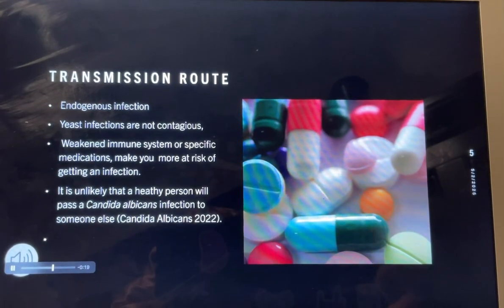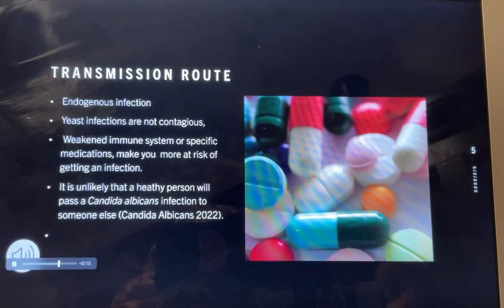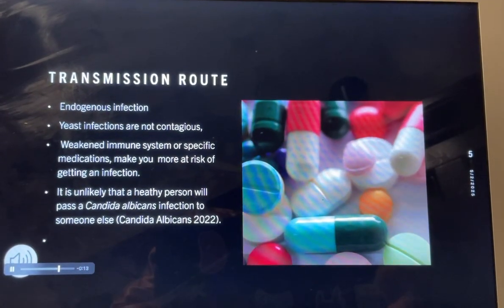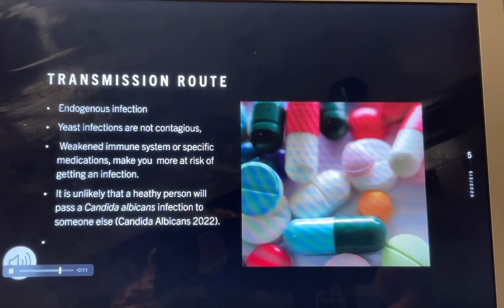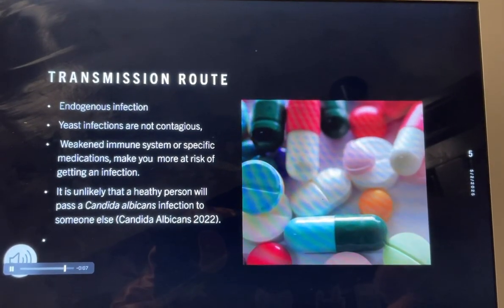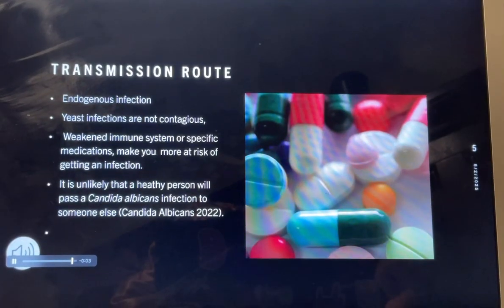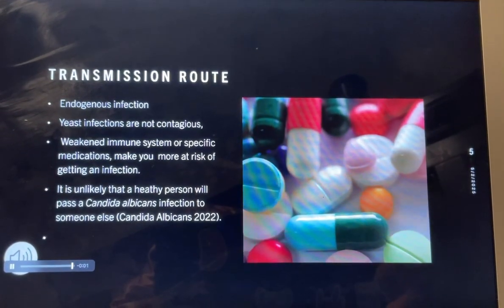People who have weakened immune systems or take specific medications are more at risk for getting an infection because those things weaken your body and you can be more susceptible to an overgrowth of microorganisms in your body. It is very unlikely that a healthy person will pass a Candida albicans infection to someone else.